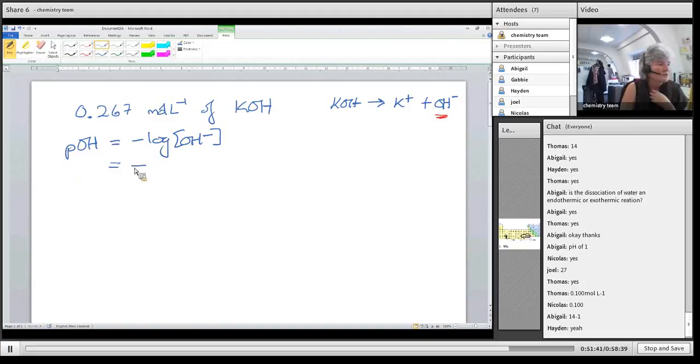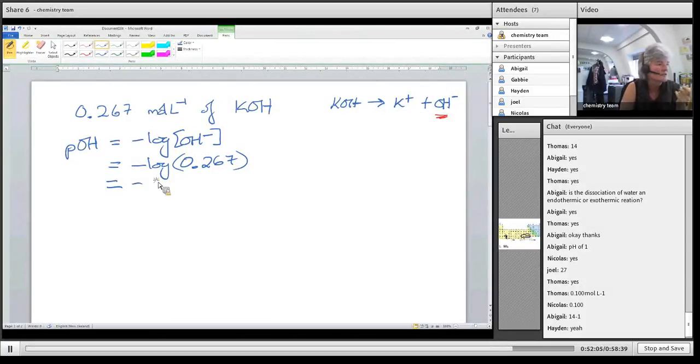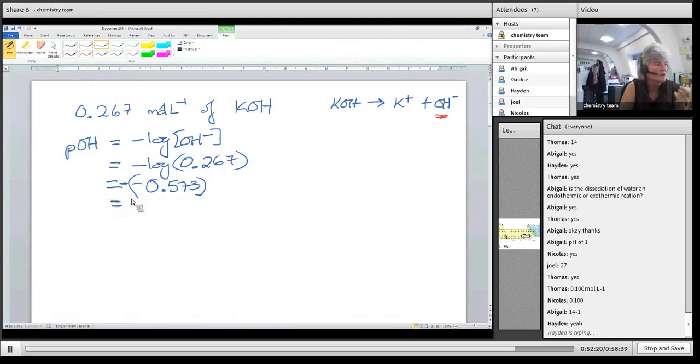So we just do that negative log of 0.267, and if I just get my calculator, so that would be 0.267 log, and you get an answer of negative 0.573. And what I've forgotten, of course, is to put that first negative in. So, as I say, this step you don't really have to put in. 0.573.